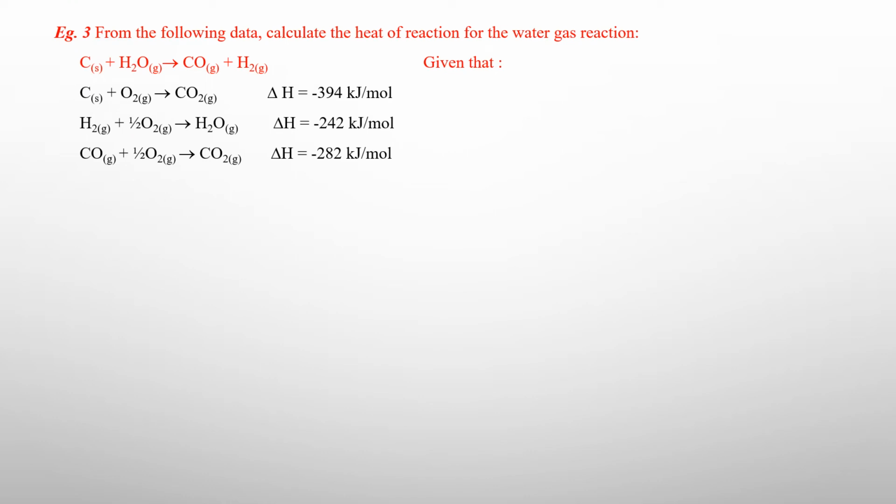Now let's look at the last example in Hess's law calculation. This time we have to calculate the heat of a reaction for the equation of carbon with water forming carbon monoxide and hydrogen gas. And we are given these three equations, which we are going to manipulate.